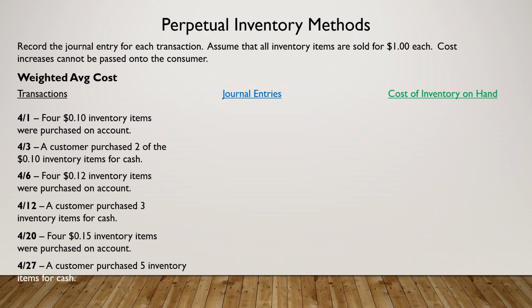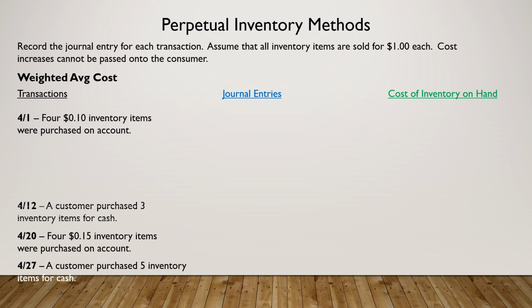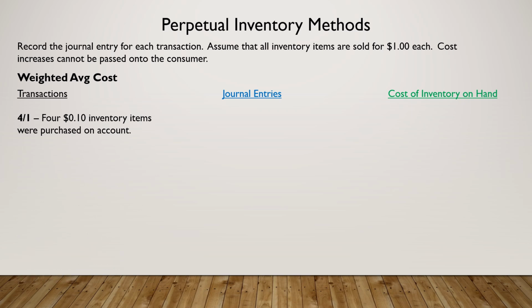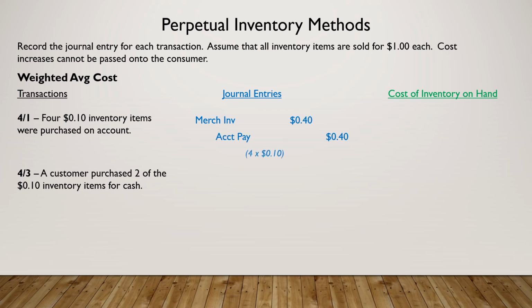Once more with the same transactions, but let's apply the weighted average cost method. Turn to pages 12 and 13 of your workbook if you have it. The first 2 entries will be the same as under the LIFO, FIFO, and specific identification methods. On April 1st, debit merchandise inventory and credit accounts payable. Total merchandise inventory on hand is 40 cents.